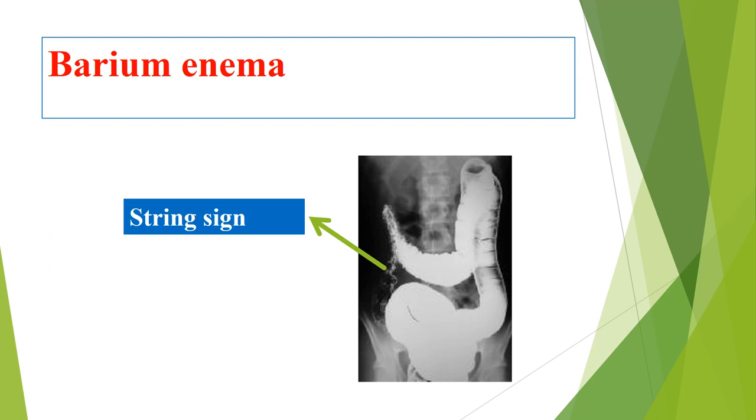Barium enema, there is a special sign we call the string sign. In a patient with ulcerative colitis, we found that the patient has a pipe stem appearance. Here we have a string sign as seen here.